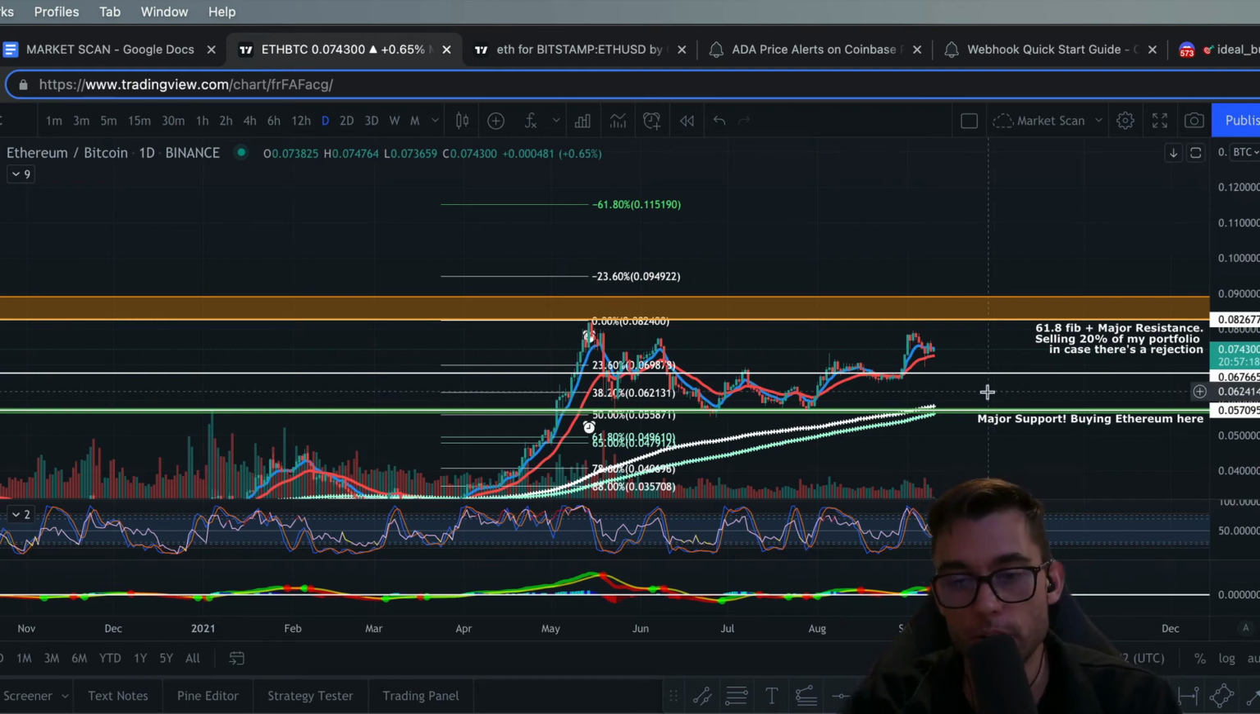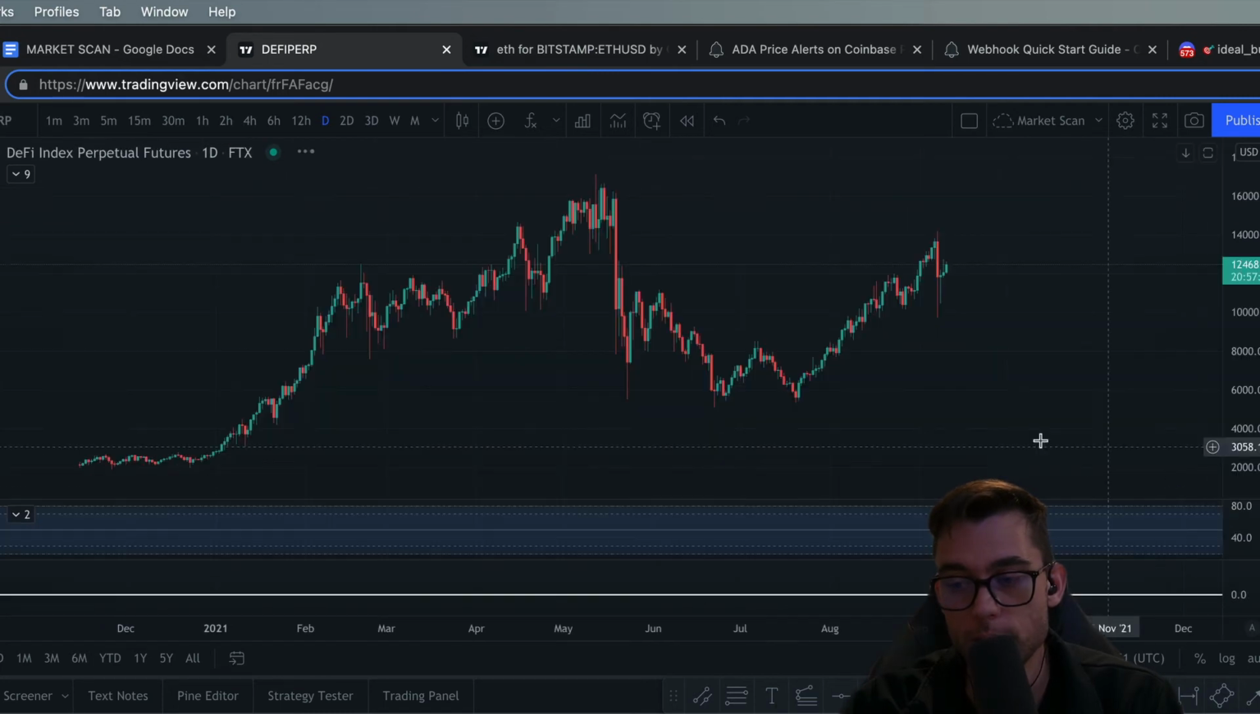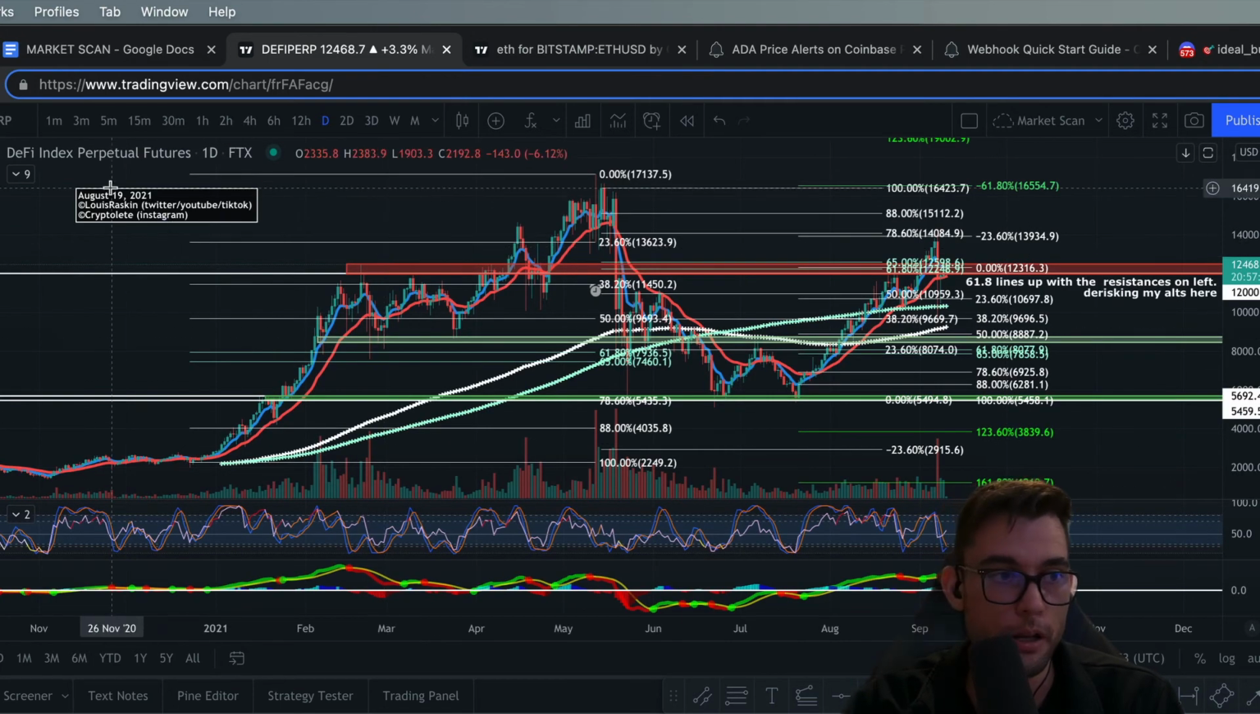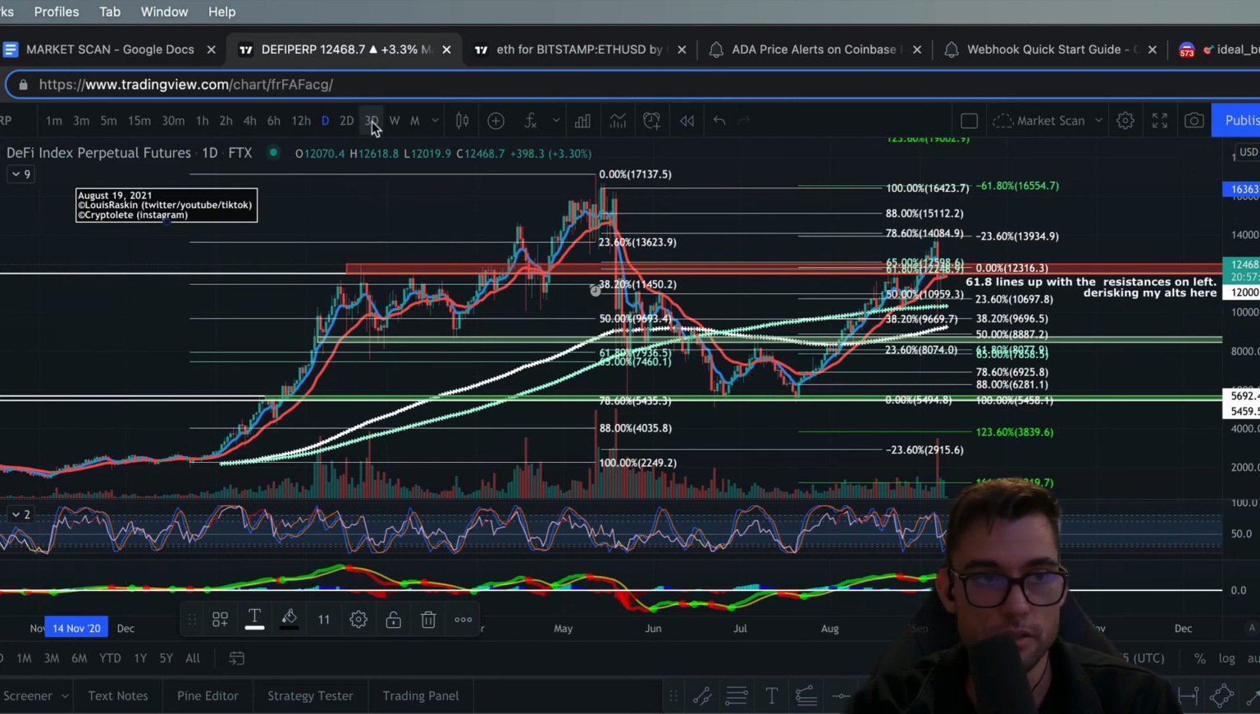Anyway, that's Bitcoin. That's Ethereum against Bitcoin. Not much I could really say about this. If it comes up here, I'll sell it. If it comes down here, I'll buy it. Next up that I always do is the DeFi perp. So let me just change this to the actual date and I'll do some analysis on this and let you know what this is about.